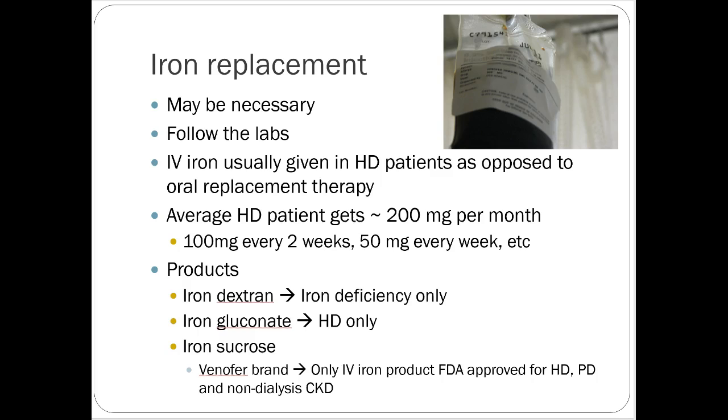The average hemodialysis patient is going to get about 200 milligrams of iron a month, usually every 2 weeks or every week. It's usually not with every hemodialysis session. The products are iron dextran, gluconate, and sucrose. We're usually using sucrose for the vast majority of patients. It's the only product approved for all types of dialysis, and non-dialysis CKD as well. So that's by far the one we use most.